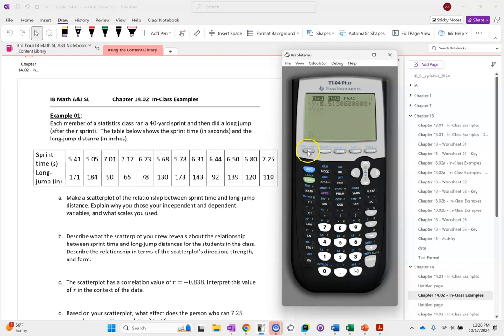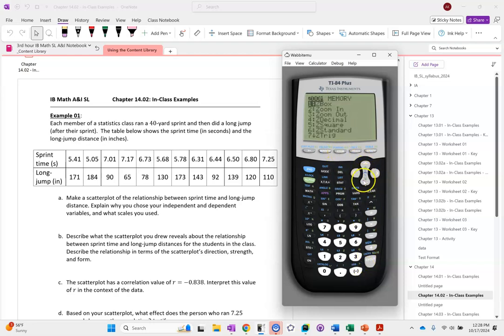All right, so if I wanted to go and graph this, I make my scatter plot L5 and then L6, and then I'll switch over and turn off plot 2 because I don't need that right now.